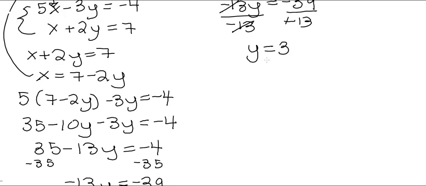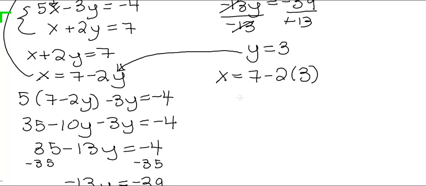So we know what y is. Let's figure out what x is. Well, the easiest way to do that would be to plug it in to our equation over here, since we've solved for x already in that equation. So we're just going to do x equals 7 minus 2y, but instead of y, let's plug in 3. So we get x equals 7 minus 6, which is just 1. So our solution for this one would be (1, 3).